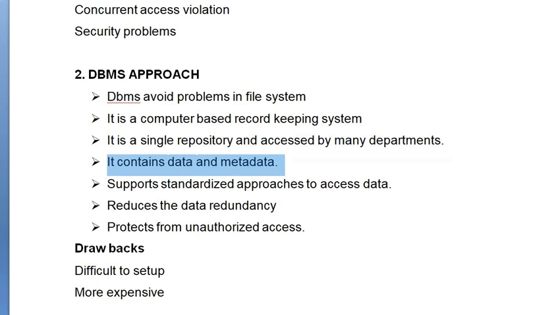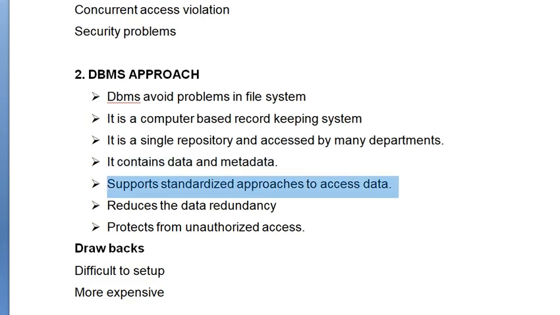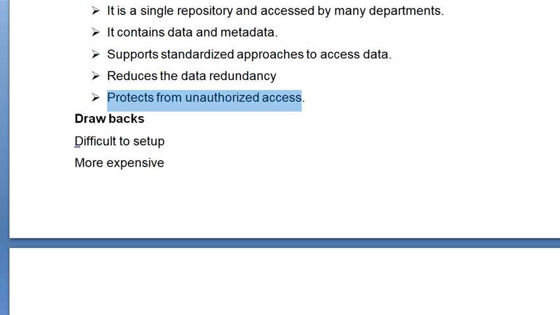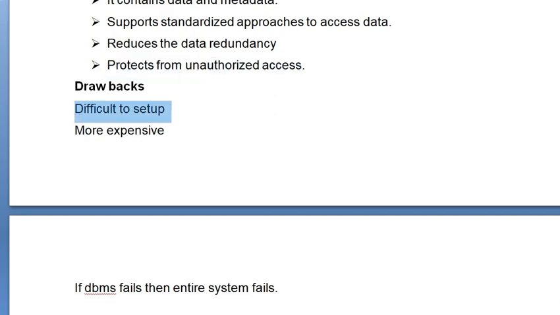So the database management system, that is the DBMS approach, contains the data and metadata. A DBMS supports standardized approaches to access the data, and different types of standards and methods are supported by the DBMS to access the data. Next, it reduces data redundancy, increases the consistency of the data, and the data is protected from unauthorized access. Next, the drawbacks of the database approach. First, installation, maintenance and setup are very difficult. Implementation of a DBMS within an organization is very difficult.